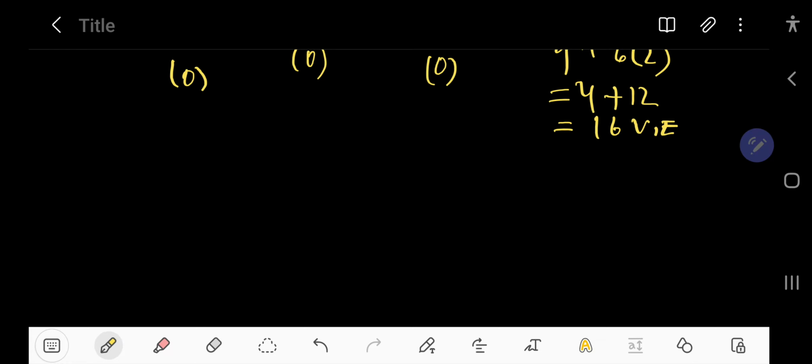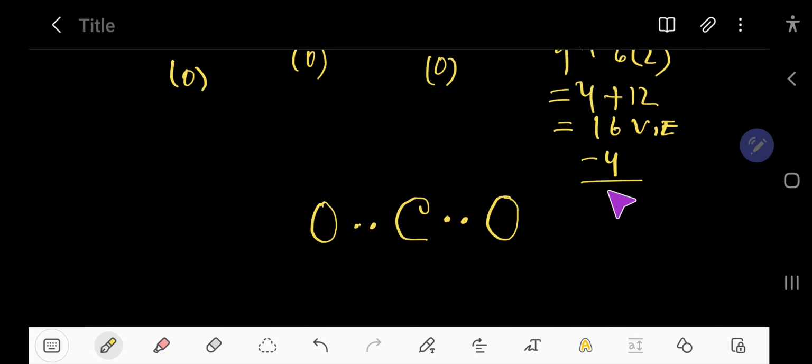So carbon is the central atom and oxygen is the outer atom, right? These 16 valence electrons have two tasks at the same time. The first task is to connect these 3 atoms together. So to connect, we have to use 2 dots or one single bond, right? Like this.